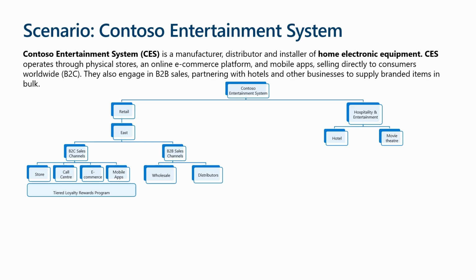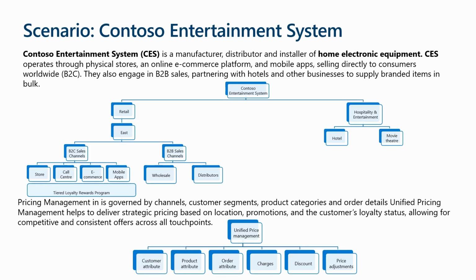Contoso has two main channels, B2B and B2C. For B2C, they sell directly to consumers through physical stores, an e-commerce site, mobile apps, and even a call center. For B2B, they work with wholesale partners, resellers, and a sales team to handle larger business orders. They are also partnering with hotels and other businesses to supply branded items in bulk.